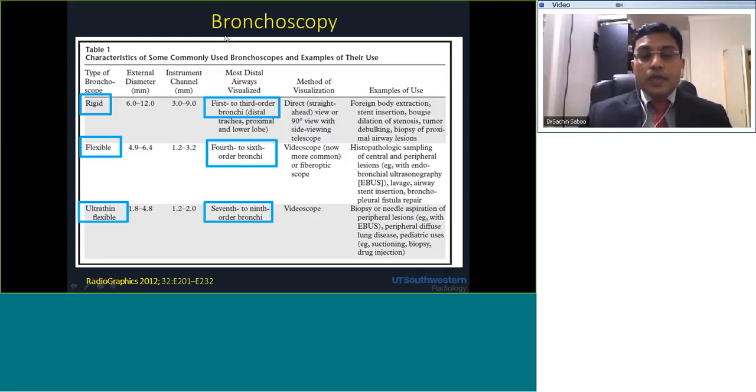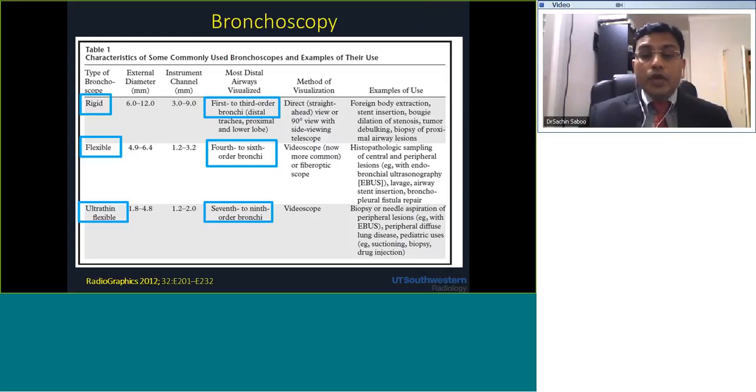This slide from Radiographics highlights the importance of the types of bronchoscope and where they can reach. What we see here is that the rigid bronchoscope can reach up to the first to third order bronchi, the third order bronchi being the interlobar bronchi, whereas the flexible bronchoscope can reach up to the fourth, which is segmental bronchi, to sixth order bronchi, which is subsegmental bronchi. The ultrathin flexible bronchoscope can reach up to the 7th to 9th order bronchi, which are the subsegmental bronchi.